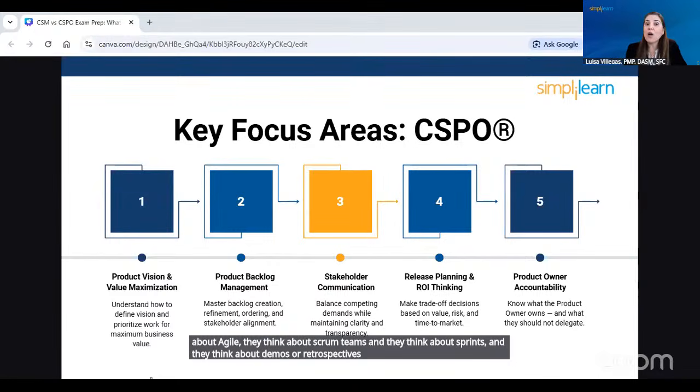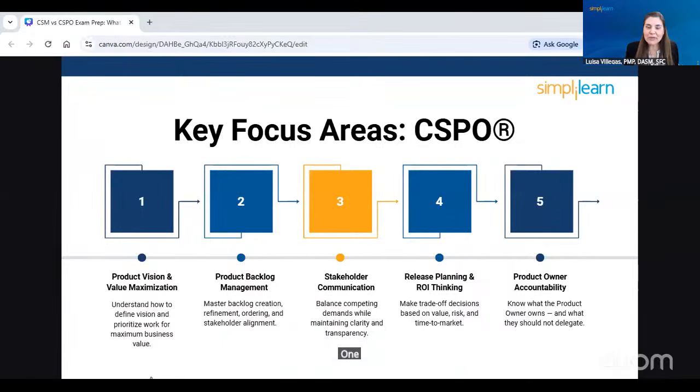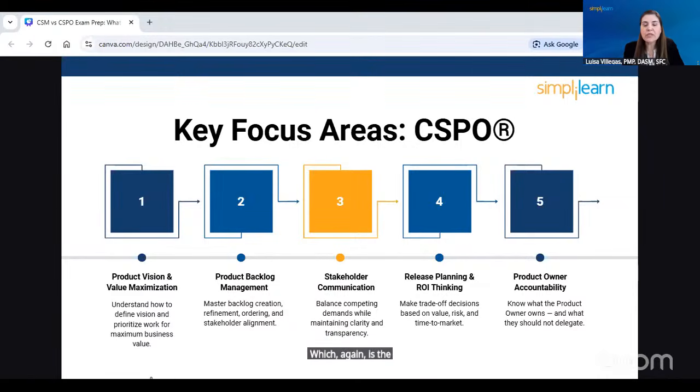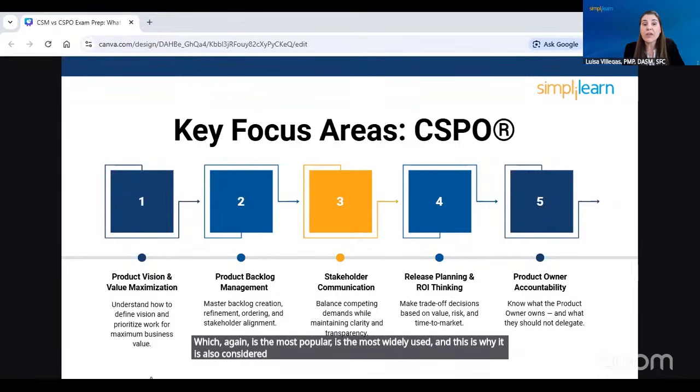But not all Agile is Scrum. Scrum is one of the Agile methodologies, but not all Agile is Scrum. So the Agile certification, again, is going to be more broad, while these Scrum certifications are very specific to that one methodology or approach called Scrum, which again is the most popular and the most widely used, and this is why it is also considered very interesting in value.